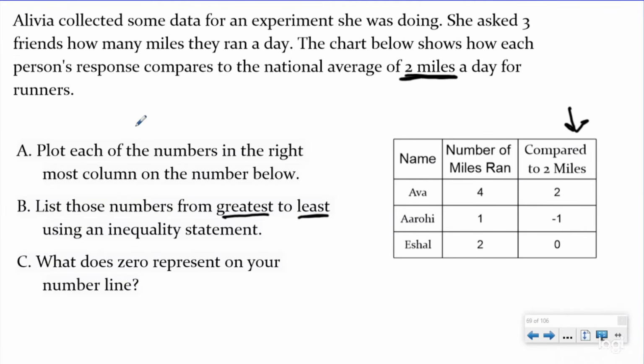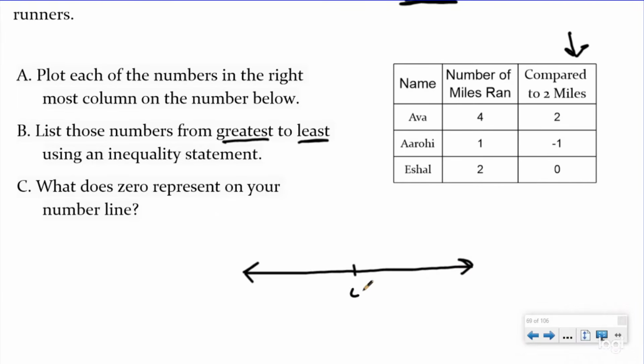So it says plot each of the numbers in the rightmost column on the number line below. So this is comparing all 3 of these people to 2 miles. So I'm going to draw my number line. I'll label this 0. I can see that these are all pretty small numbers, so I'll put my dashes pretty close to each other, and I can label it as 1, 2, -1, and -2.